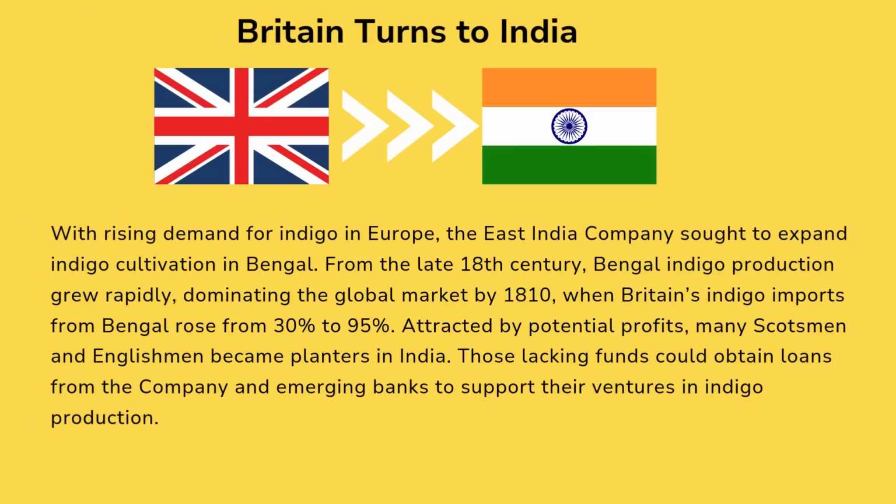Britain turns to India. With rising demand for indigo in Europe, the East India Company sought to expand indigo cultivation in Bengal. From the late 18th century, Bengal indigo production grew rapidly, dominating the global market by 1810, when Britain's indigo imports from Bengal rose from 30% to 95%. Attracted by potential profits, many Scotsmen and Englishmen became planters in India. Those lacking funds could obtain loans from the company and emerging banks to support their ventures in indigo production.